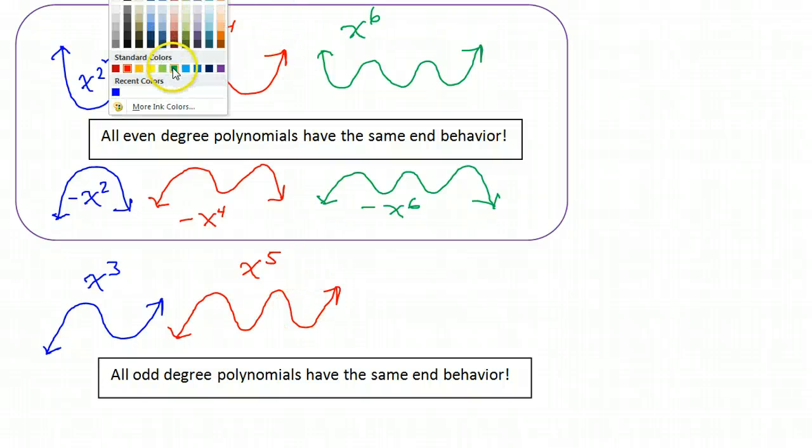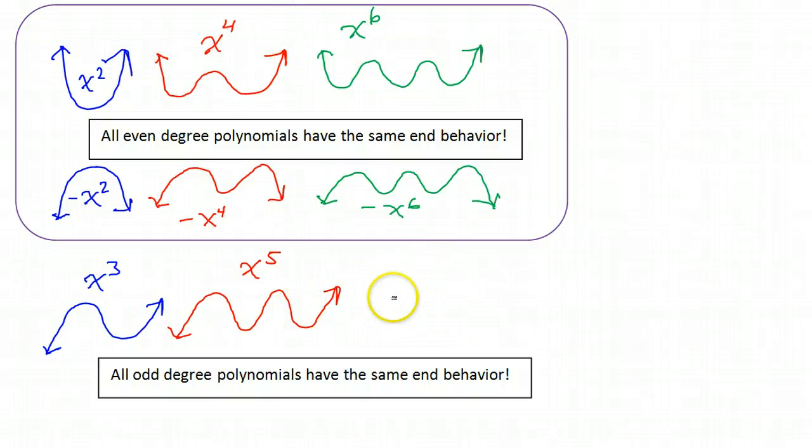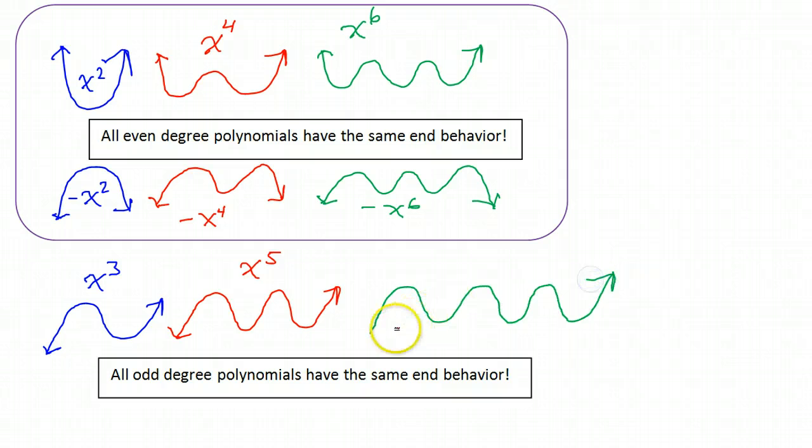Let's do one more. If I wanted to do x to the seventh power, the next odd one, notice that it has the same type of end behavior. It's going to be like this. It just has an extra wave in it. So your classic degree 7 polynomial would have this type of end behavior.